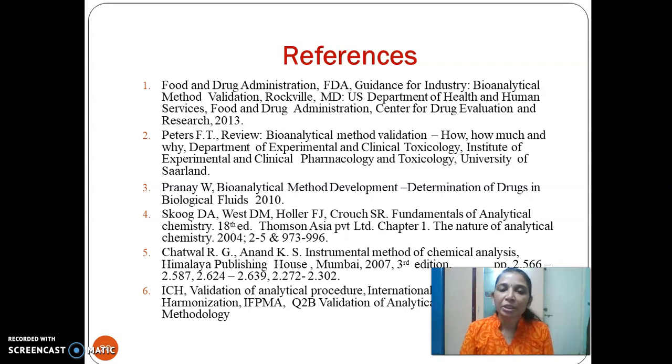So for that we have to find out the bioanalytical method development and we have to develop the bioanalytical method for determination of the drugs present in the biological fluid with the help of USFDA guidelines. So here we have to apply the USFDA guidelines for the development of bioanalytical method for estimation of drugs present in the biological fluid.